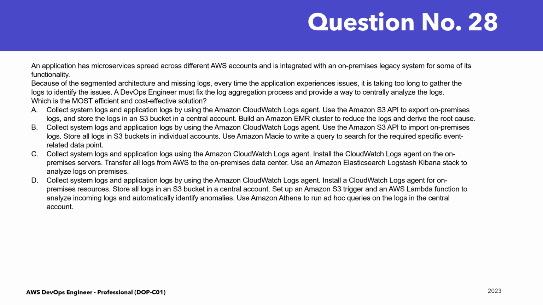A. Collect system logs and application logs by using the Amazon CloudWatch Logs agent. Use the Amazon S3 API to export on-premises logs, and store the logs in an S3 bucket in a central account. Build an Amazon EMR cluster to reduce the logs and derive the root cause. B. Collect system logs and application logs by using the Amazon CloudWatch Logs agent. Use the Amazon S3 API to import on-premises logs. Store all logs in S3 buckets in individual accounts. Use Amazon Macie to write a query to search for the required specific event-related data point.